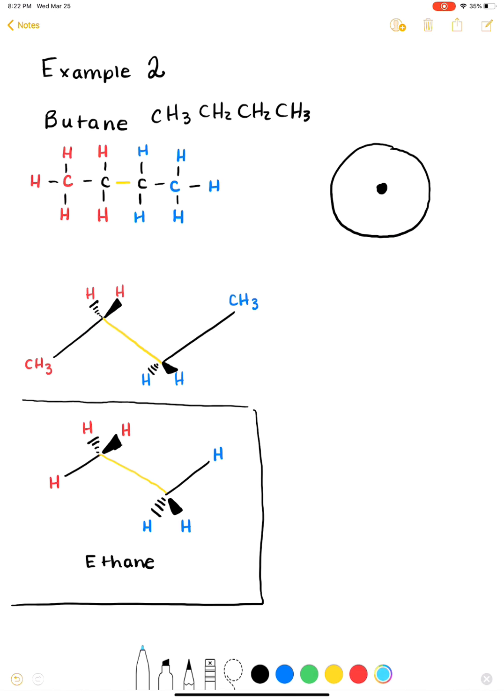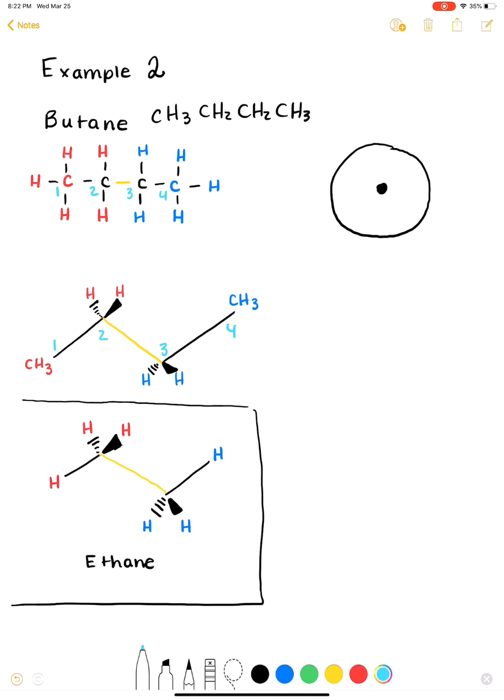For our second example, we're going to move on to butane, which has a slightly longer carbon chain than ethane, it being CH3, CH2, CH2, CH3. The longer your carbon chain, the more important it is to determine the perspective from which you are viewing your molecule. In butane, we have 4 carbons: carbon 1, carbon 2, carbon 3, and carbon 4. Once again here.